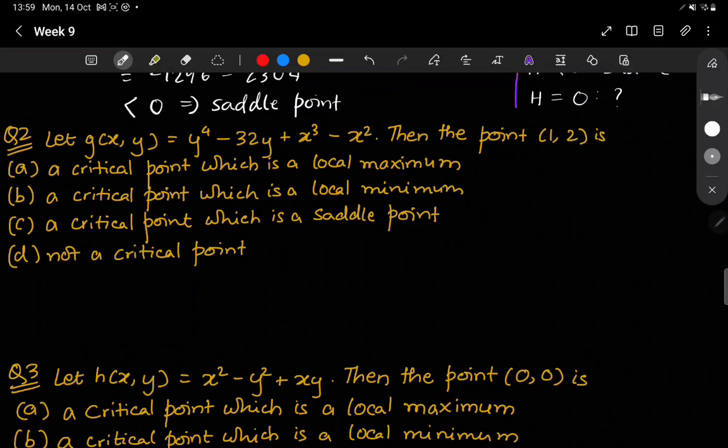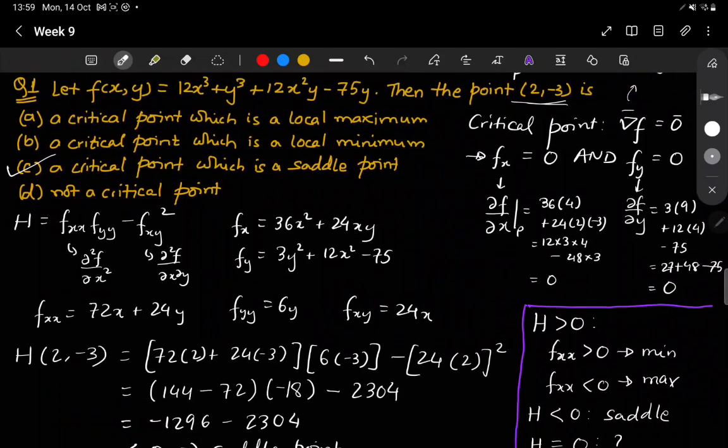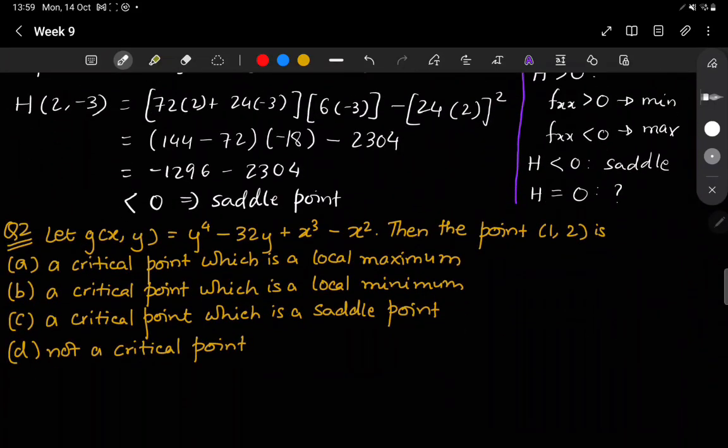Question number 2. Again, we have a multivariate function of two variables. Let g(x, y) equal y to the power 4 minus 32y plus x cubed minus x squared. The point (1, 2) is what? Once again, similar options, whether it is a critical point which is a maximum, or a critical point which is a minimum, or a critical point which is a saddle point, or whether it is not a critical point itself. So take a few minutes to answer. I will refresh the poll once again.